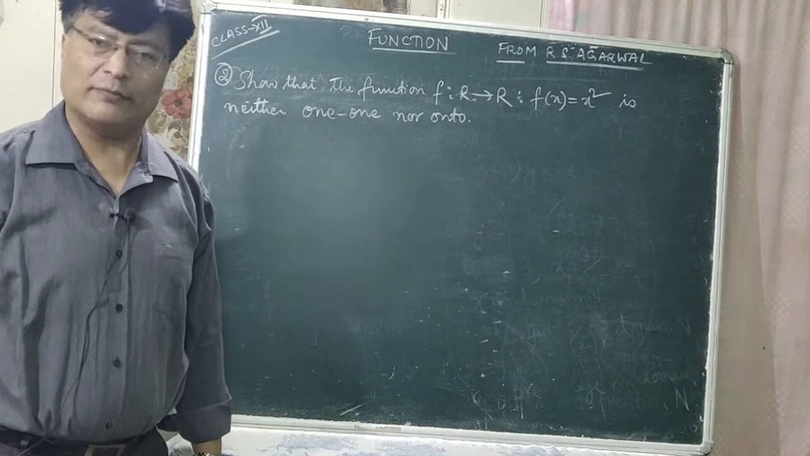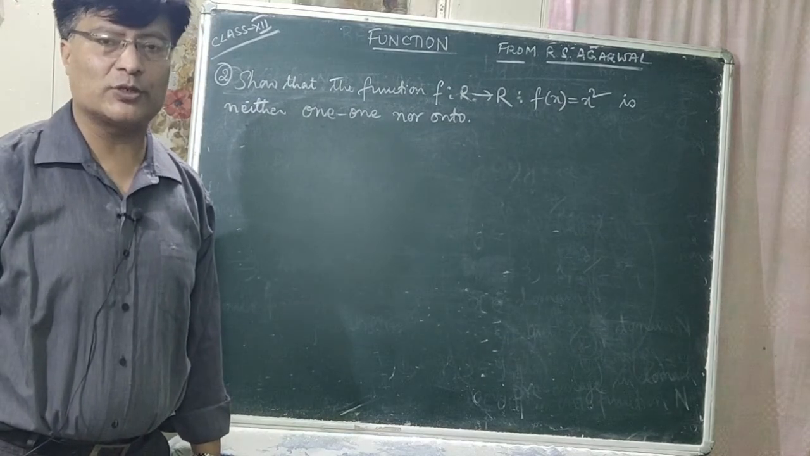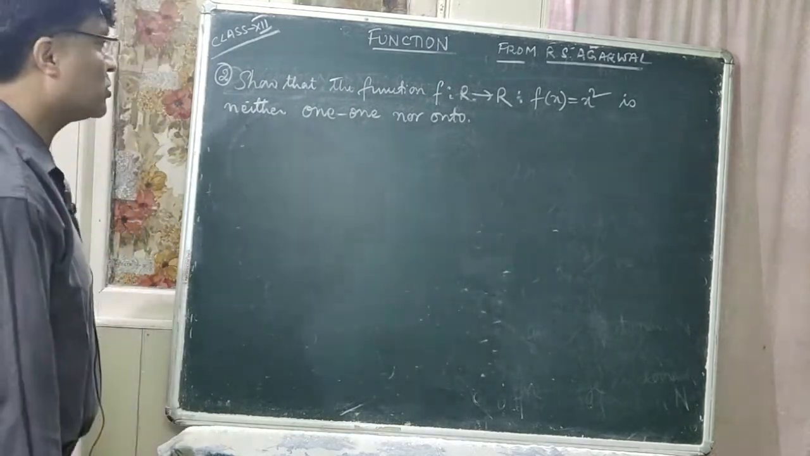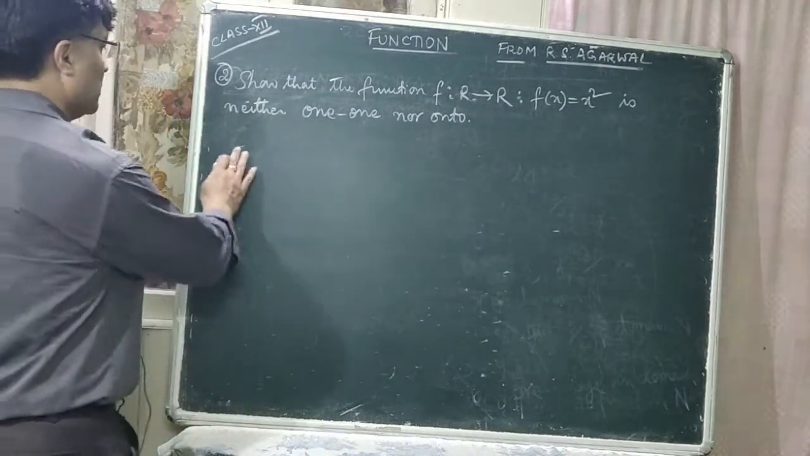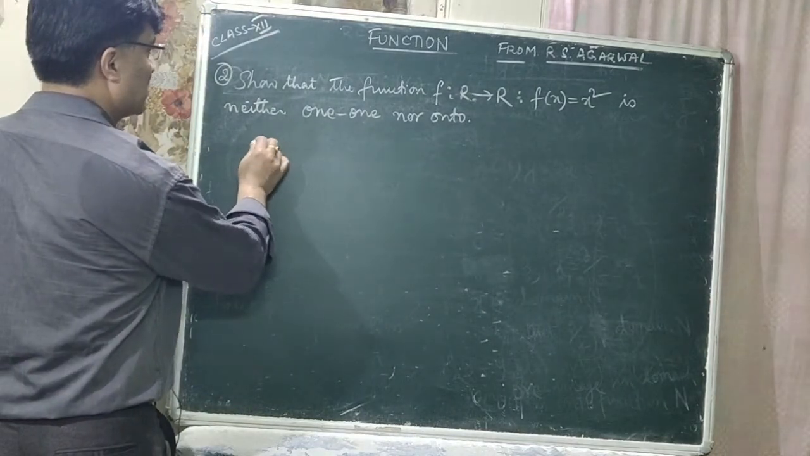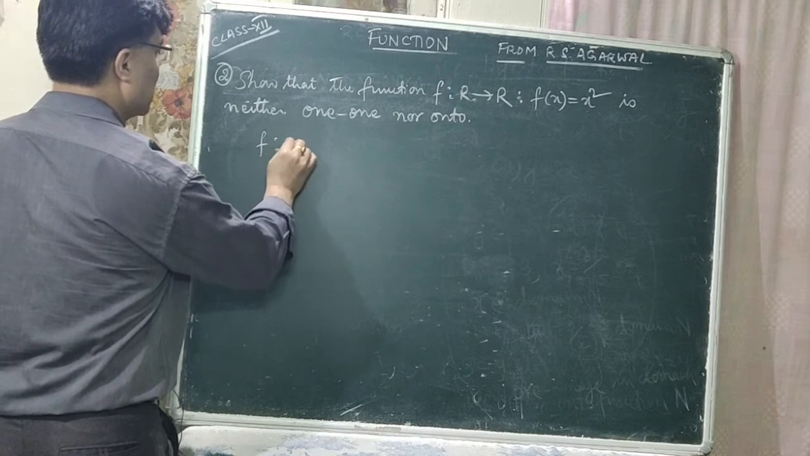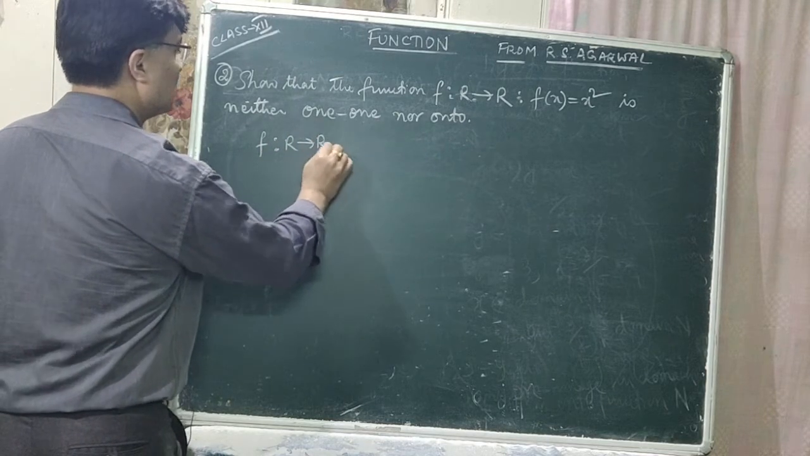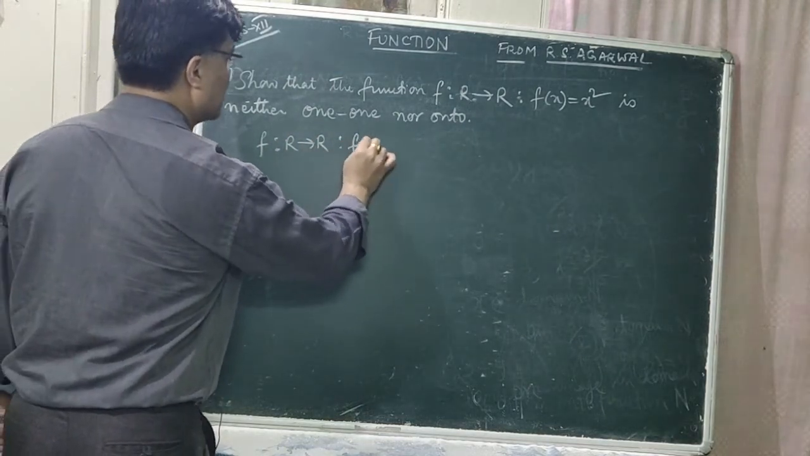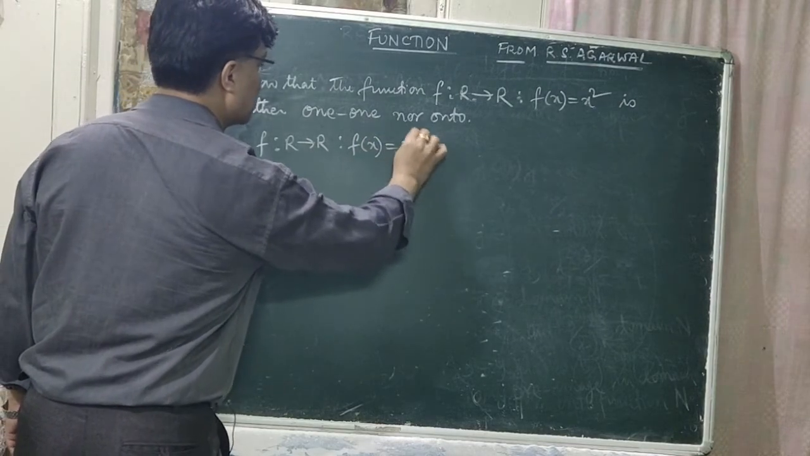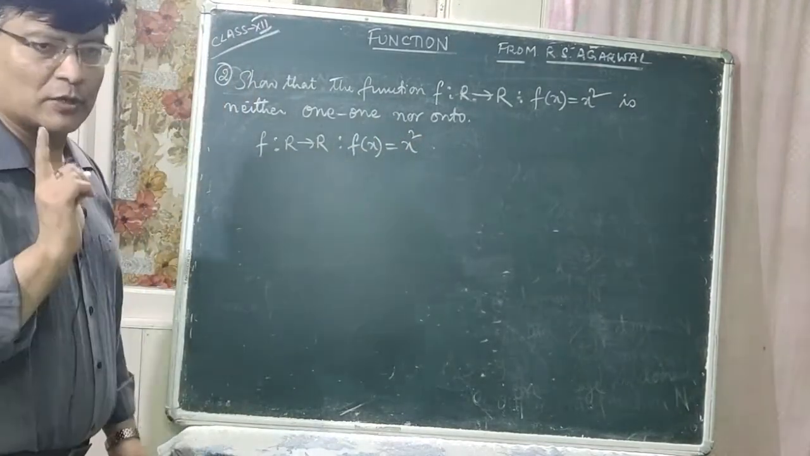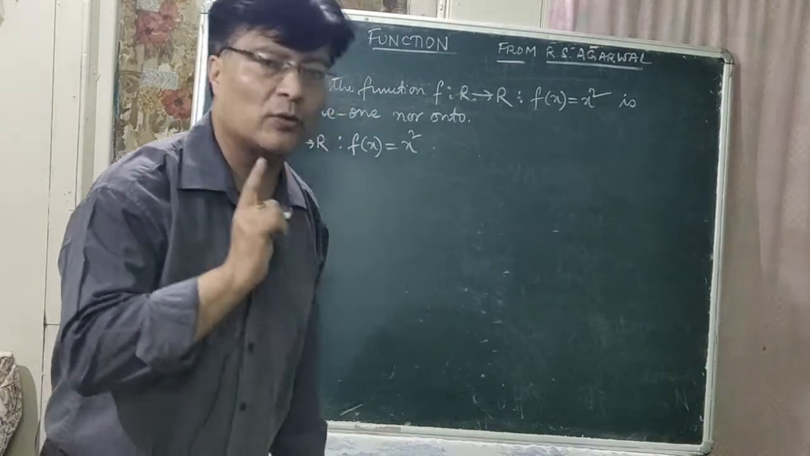So I think you have understood it. You have understood the question, right? So now let's do this problem. Given is f such that R to R, and the function is defined as f of x is equal to x square. So it is not 1-1.